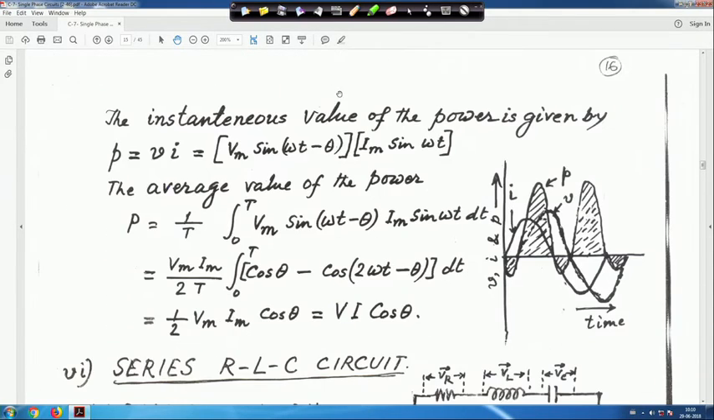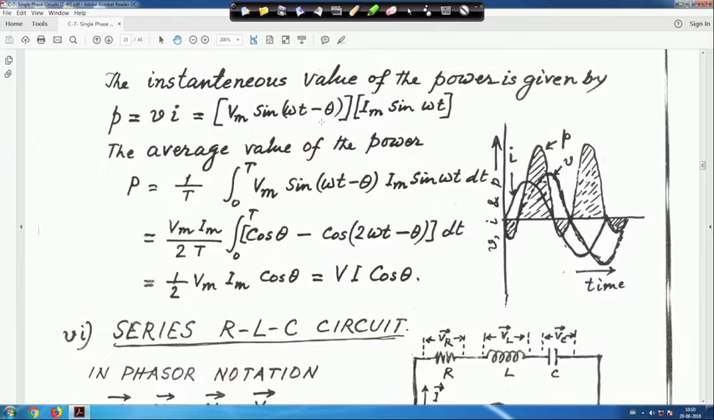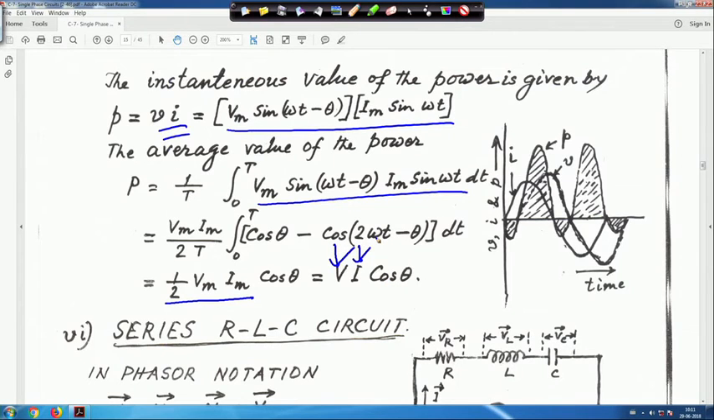Now, same as before, the instantaneous value of the power is V into I. You multiply them together, and then take the average value of the power, 1 upon T integral from 0 to T. Here also, multiply numerator and denominator by 2, and use 2 sin A sin B equals cos A minus B minus cos A plus B. You will again get half Vm Im cos theta, which is equal to V I cos theta. V is the RMS value of the voltage and I is the RMS value of the current. Once again, V is equal to Vm by root 2 and I is equal to Im by root 2.